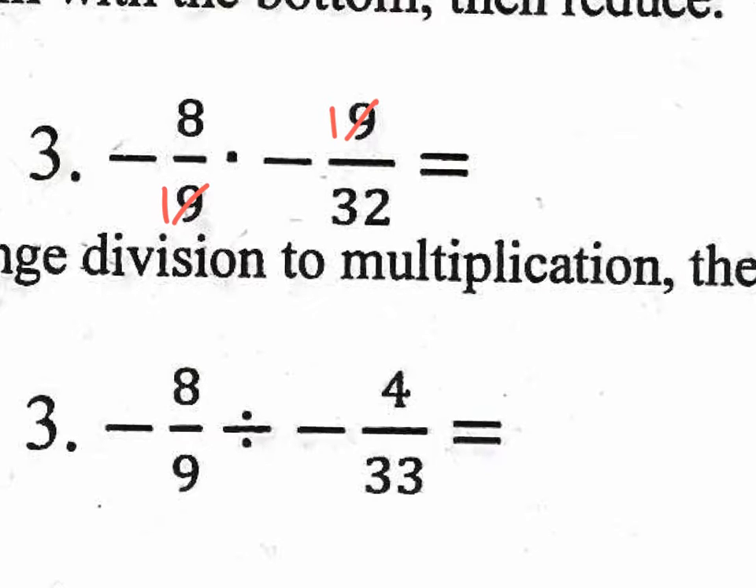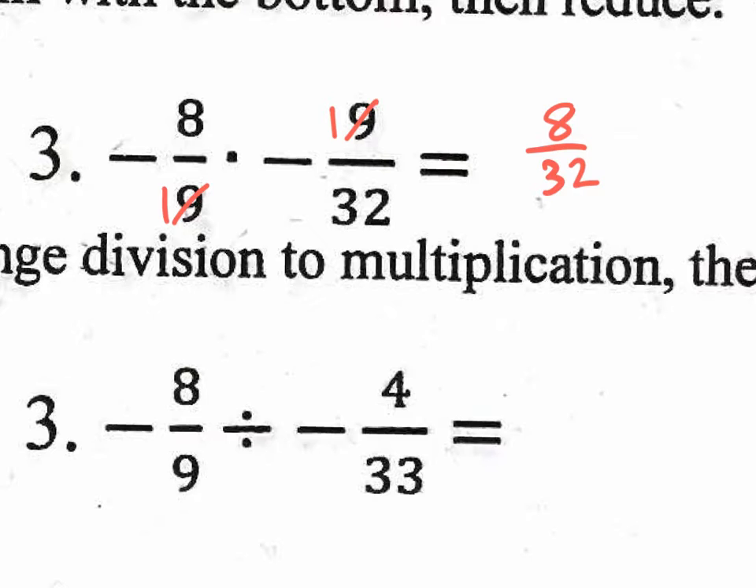Now, if that confuses you, if you don't want to cancel out right here, you could just go ahead and multiply 8 times 1 and get the answer 8. And then over here, 1 times 32 and get the answer 32. And of course, a negative times a negative equals a positive. So I could put a plus sign right here, or I could just leave it like that. So after multiplying, always check and see if you could reduce. So of course you could reduce 8 and 32.